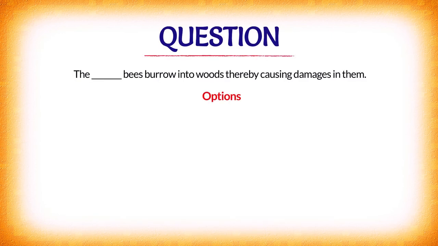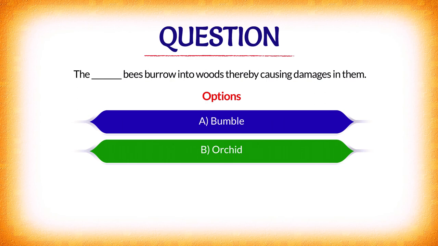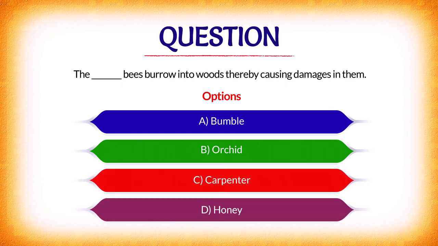Question number 2. Dash bees burrow into woods, thereby causing damage in them. Option A, the bumblebees. Option B, the orchard bees. Option C, the carpenter bees. Or option D, the honey bees. The right answer to question number 2 is option C, the carpenter bees.